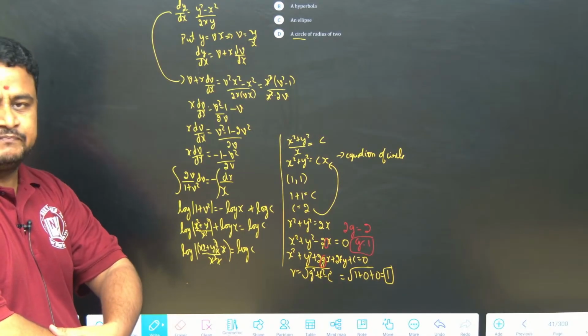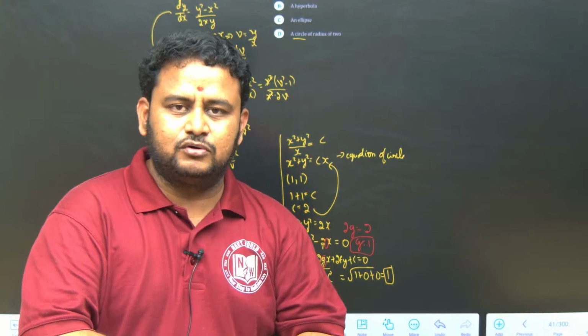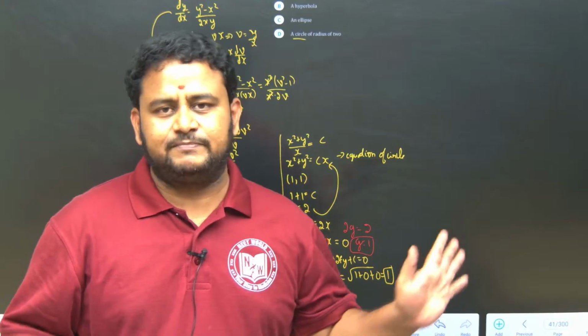First you have to reduce it to homogeneous equation form. Then what you have to do? You put y is equal to vx. Then it gets reduced to variable separable form, and then the normal method.